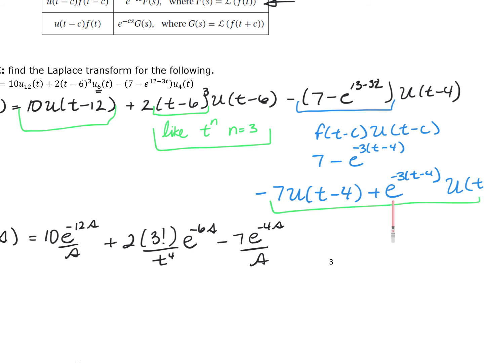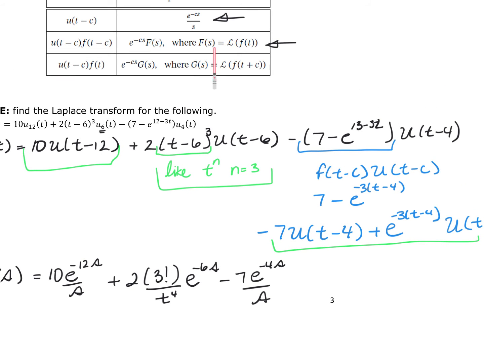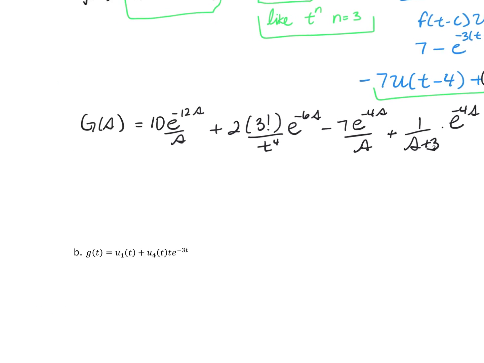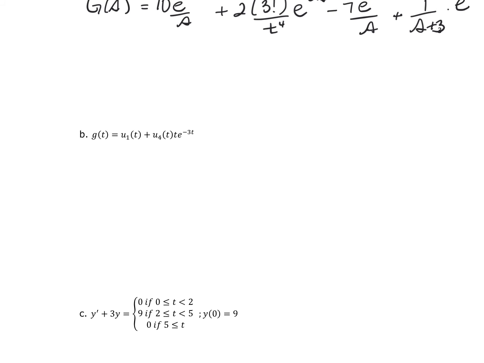And then now that this matches, I can use this type of Laplace transform, this one right here. And then it will become minus 1 over s plus 3 because of this. That's where that part comes from. And then the u of t is just going to be e raised to the negative 4s. And that should be a plus. And that's it.